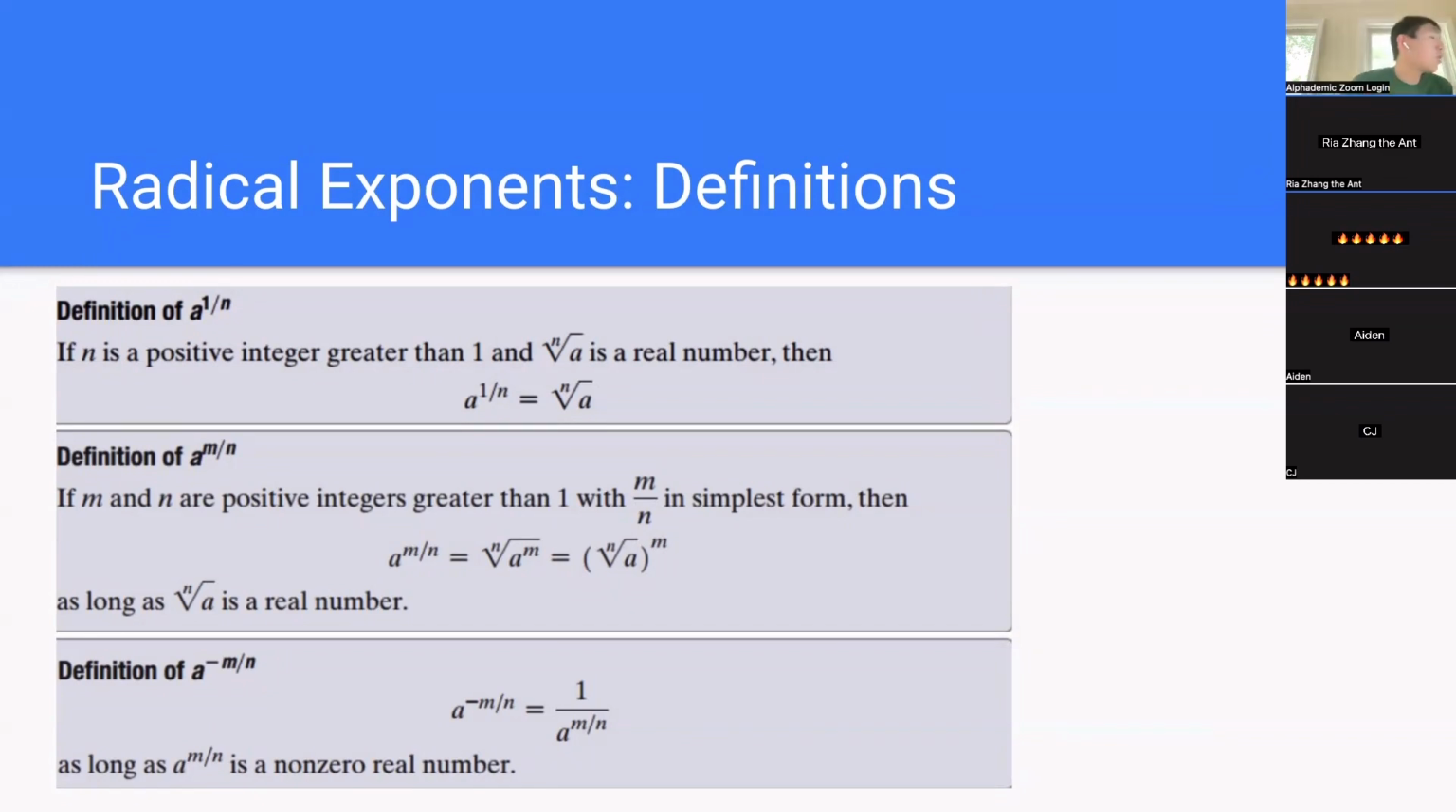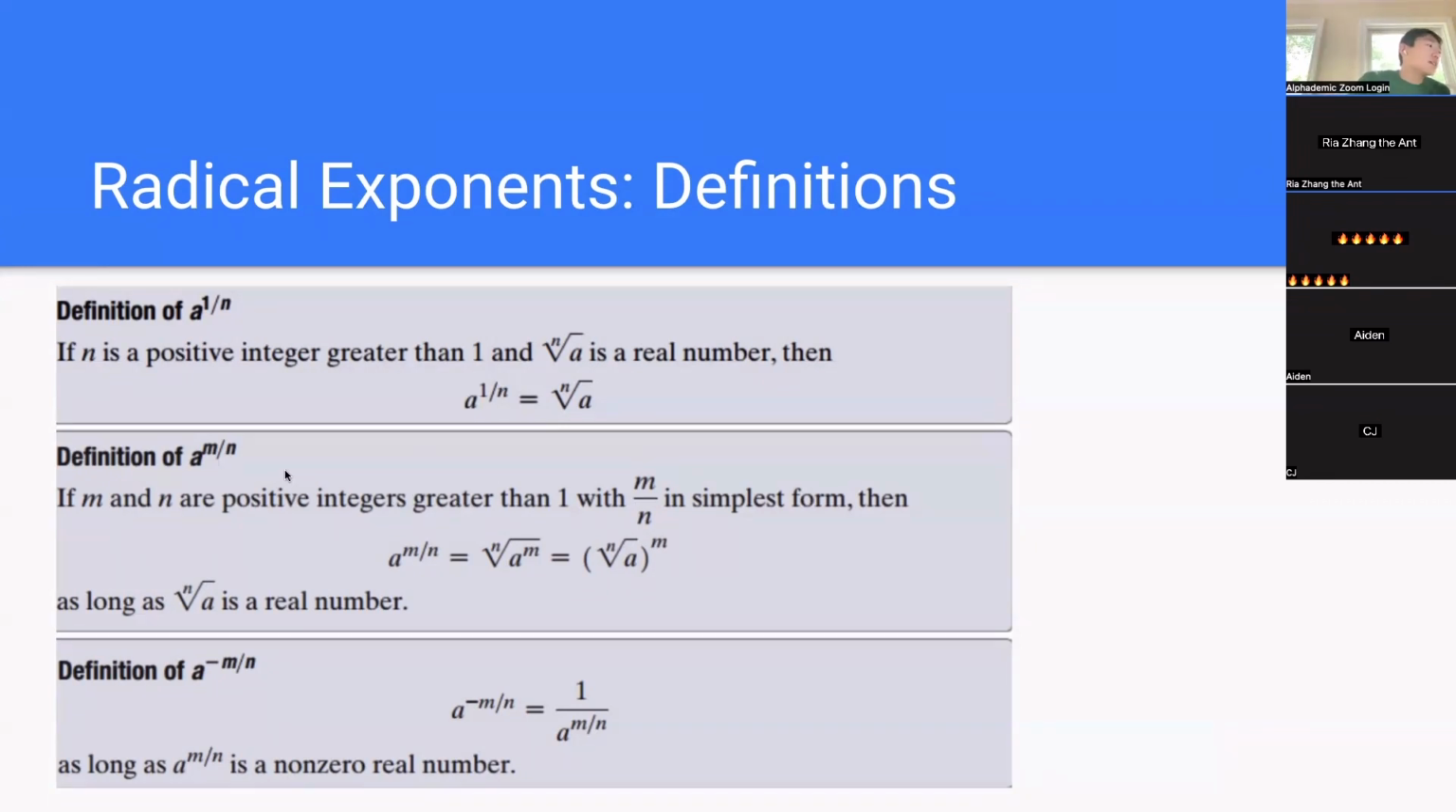So the definition of a to the power of 1 over n would equal the nth root of a, which makes sense if you think about it. If you think about 1 as kind of the power that a is being applied to, and then n is the number that the whole thing is getting divided by.